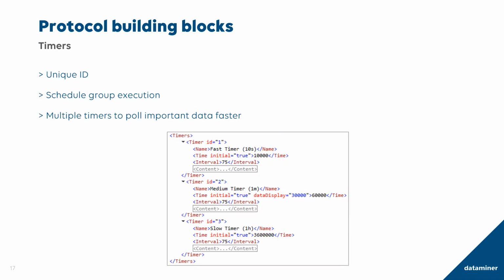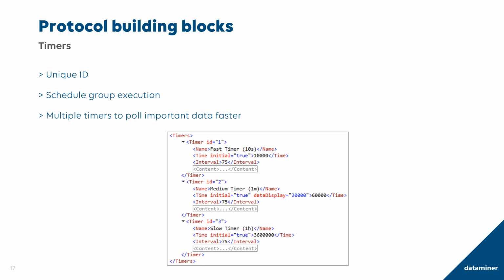Okay, so the last part for polling is timers. Timers are used to at regular intervals poll certain things from either the device or some service. And when you use the protocol root snippet, then it will automatically add 3 timers already for you.